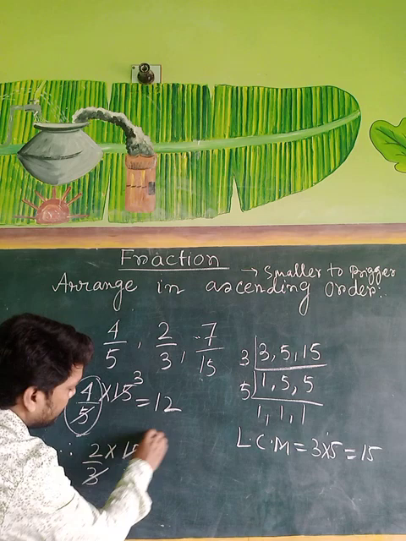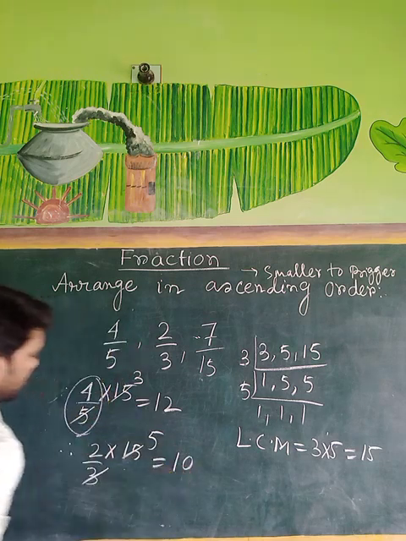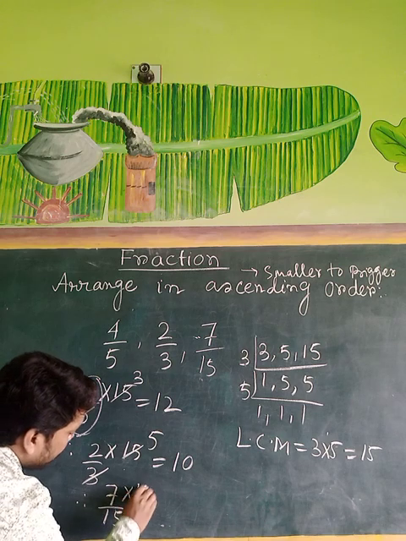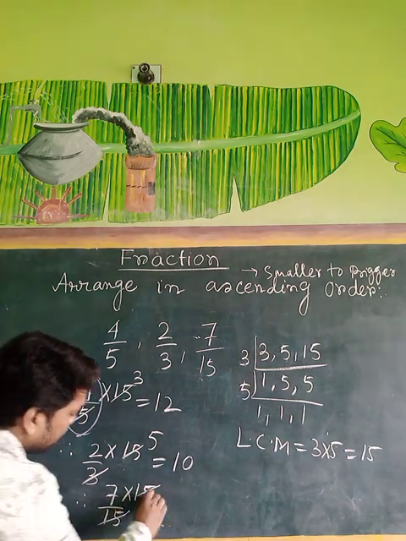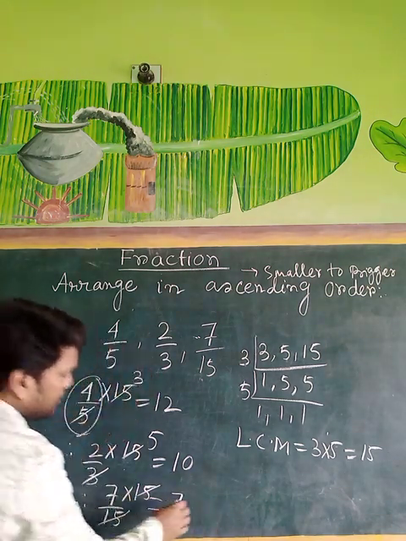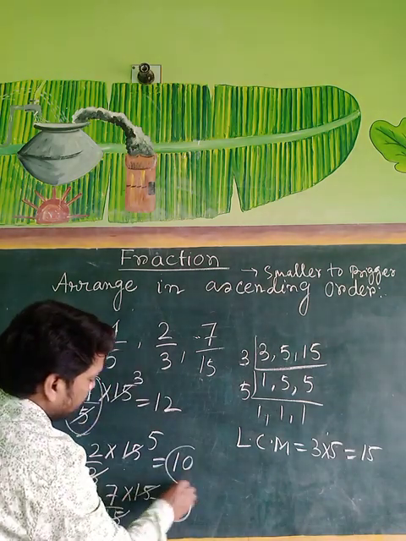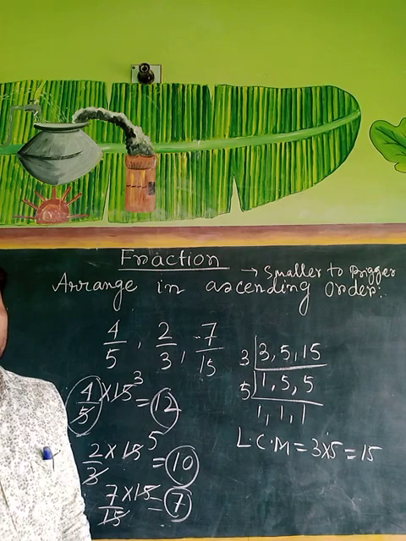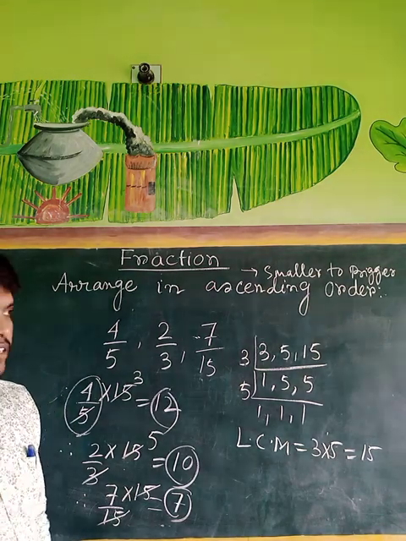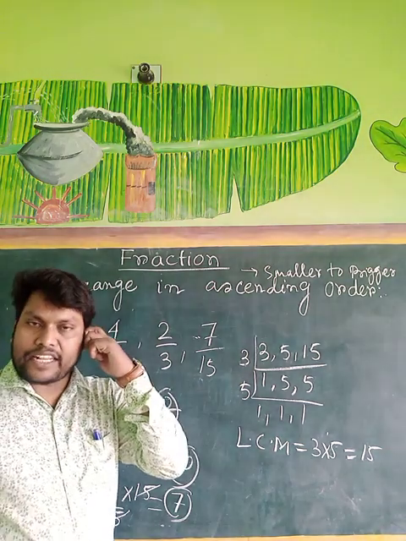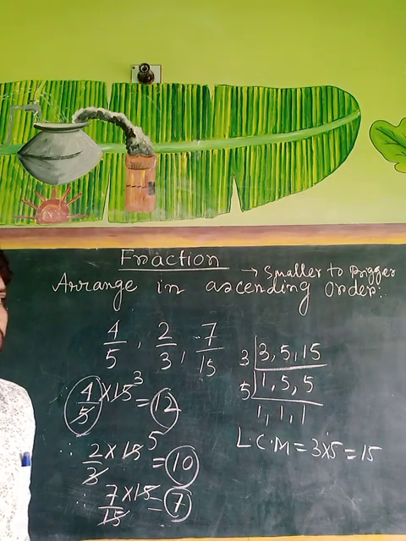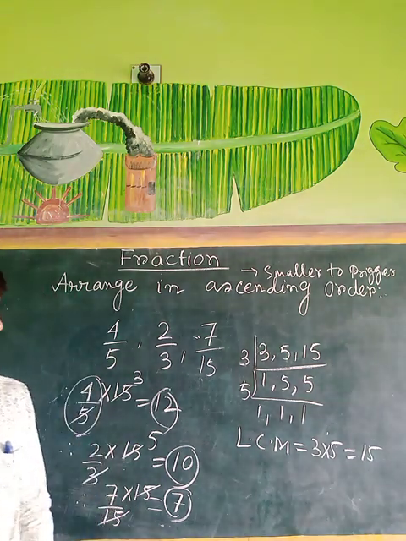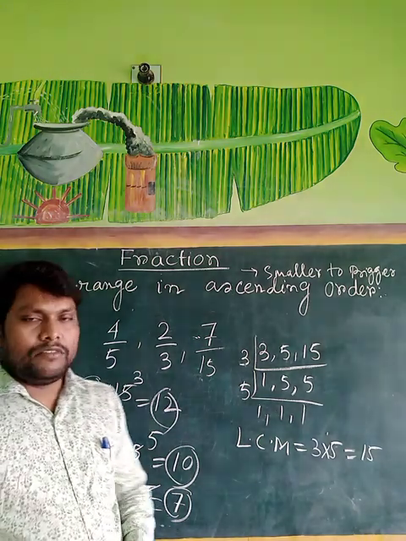3 5s are 15. Now a whole number: 5 2s are 10. Next, 7 divided by 15 multiplied by the LCM 15. 15 cancels in lowest terms, leaving 7. Now it is first, it is second, it is third. So this is the process to arrange fractions according to their order, that means ascending order or increasing order. So this much for today.